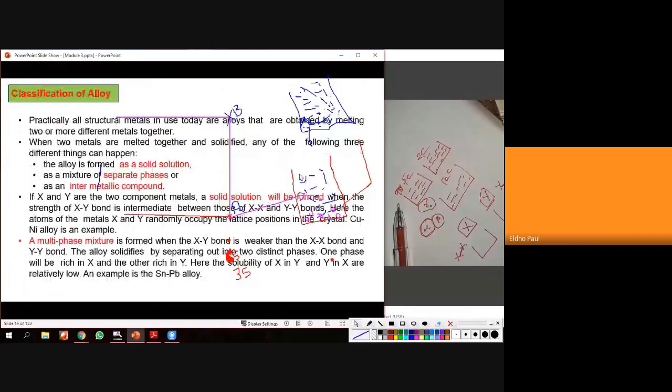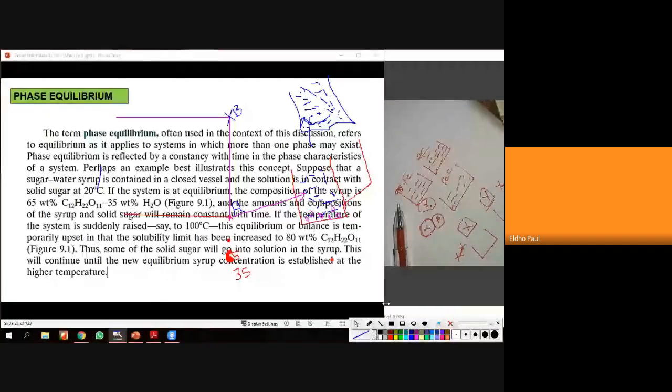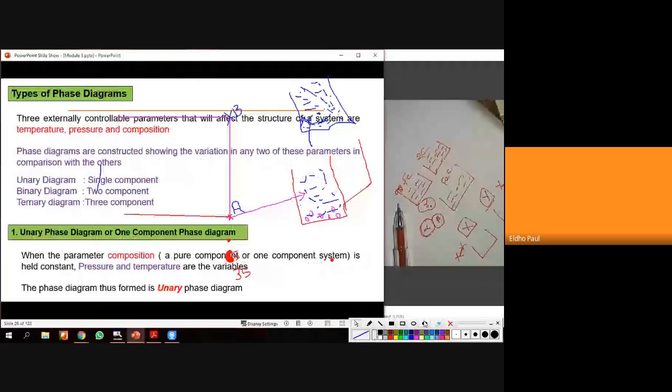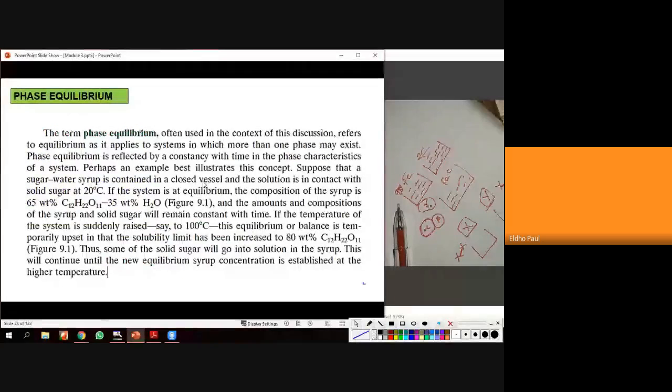Read this point again. In the case of sugar syrup, if the system is at equilibrium, the composition of the syrup is 65%, that is point A, 35% by weight, and the amount and composition of the syrup and the solid sugar will remain constant with respect to time. There is no change, no extra sugar dissolving. That is the equilibrium state. If the temperature of the system suddenly rises to 100 degrees Celsius, this equilibrium or balance is temporarily upset.